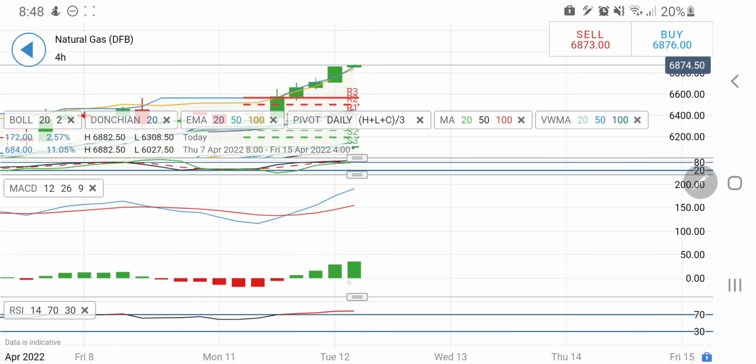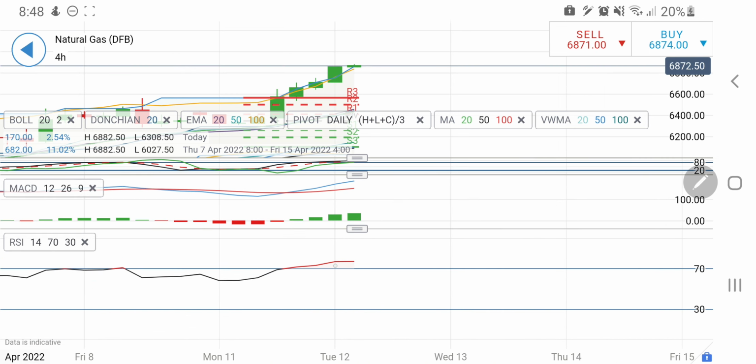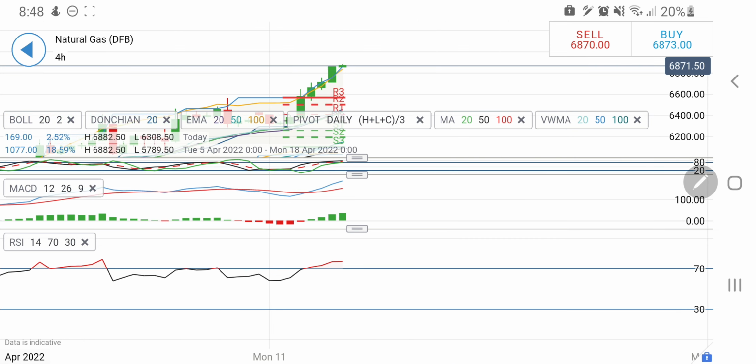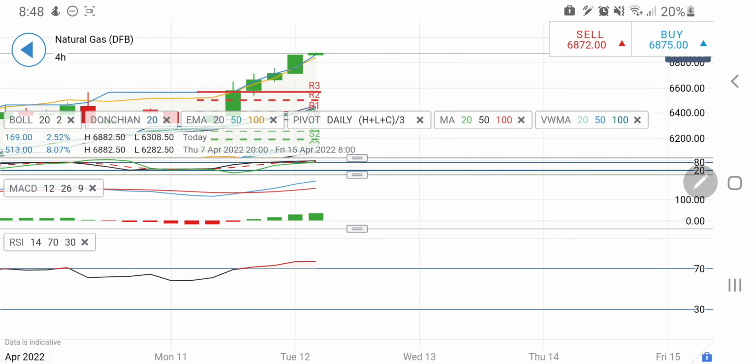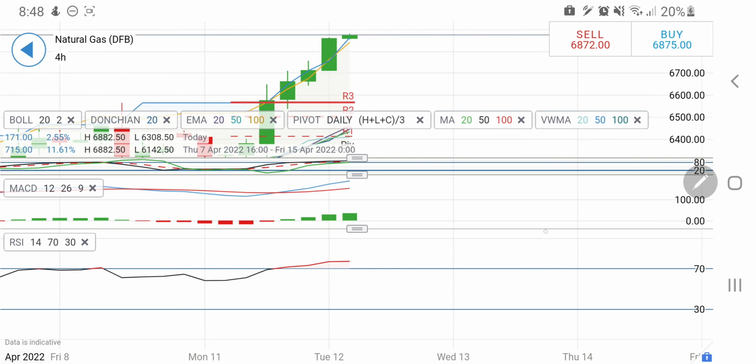MACD is wide divergent and it has crossed over. RSI is now in the extreme overbought zone. So yes, you can take a short entry at 6.8. The target should be, so let me show you where, if you look at this, these are the supports it is trying to take, and that is why 6.8 becomes crucial. If it breaks 6.8, then I will expect the 6.7, 6.6 zone.